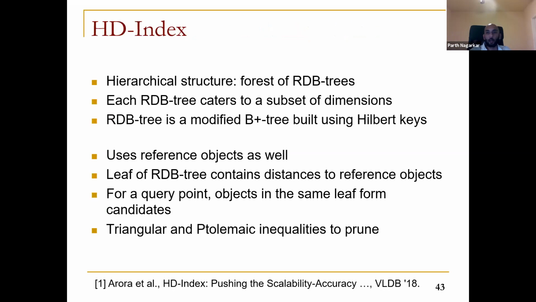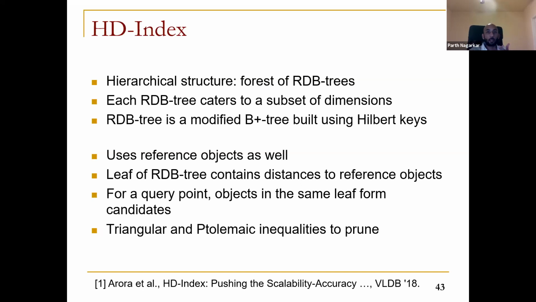Okay, and so I'm going to go a little bit faster. There's another technique called HD index, which is a recent paper published at PVLDB, where Arnab is a co-author. And it uses these RDB trees, which are modified B plus trees that use Hilbert keys. I'm not going to go into much detail, but the paper shows that it is better than current techniques like LSH. So the benefits are that it's really scalable.